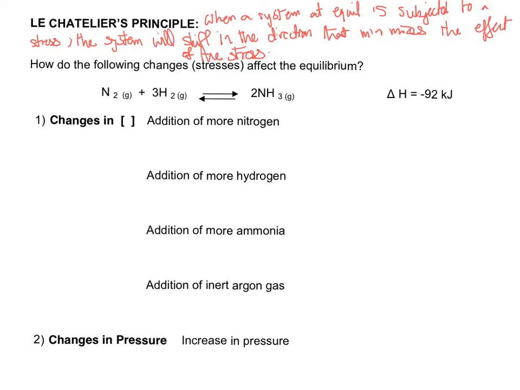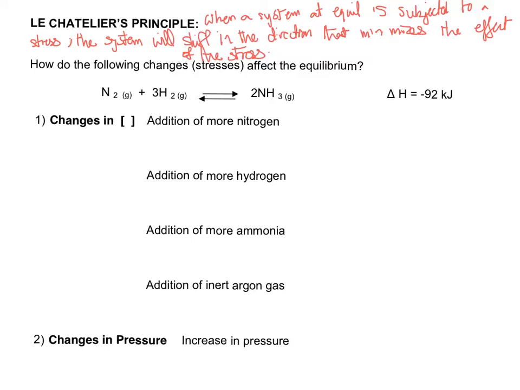Now, what does stress mean? Stress means you've changed your conditions. And so you could have changed the concentrations. You could add more reactants or products, or remove some of them. You could change the temperature, you could change the volume, or you could change the pressure. So we're going to look at each of these changes and how they affect the equilibrium position.